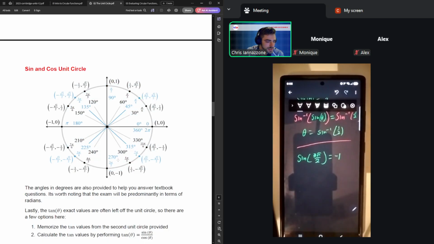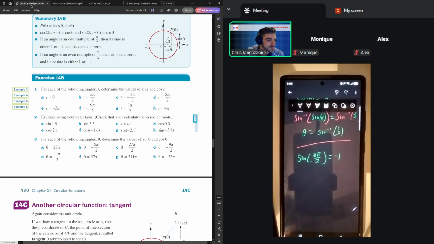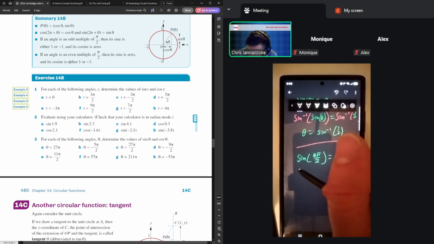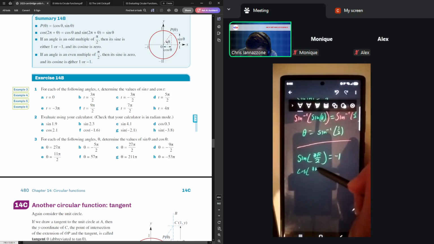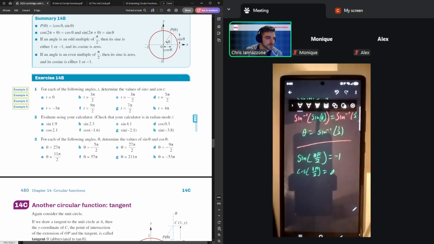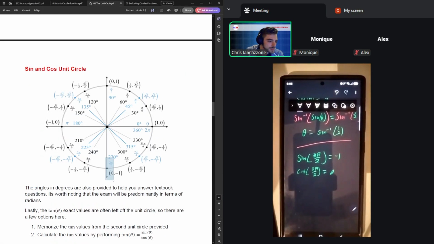Those are the basic ones there. If you can spot your angle directly on the unit circle, do that. Give the x or the y, depending on if it's sine or cos. So if it was cos 3 pi on 2, that would have been 0. Because again, if we look back at the 3 pi on 2 spot, the x coordinate was 0 there.